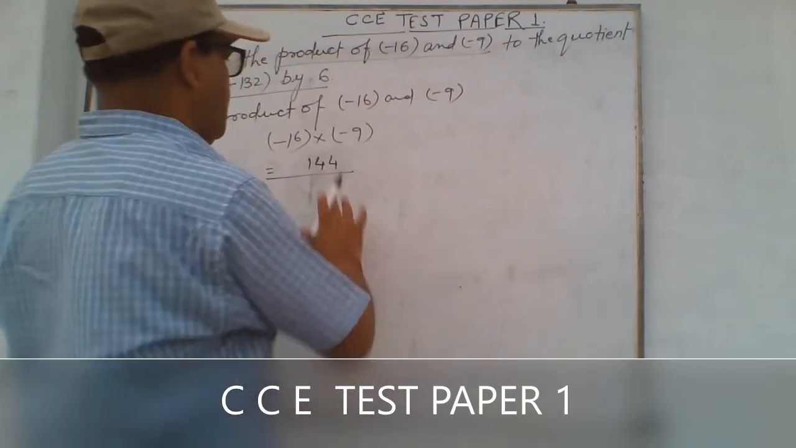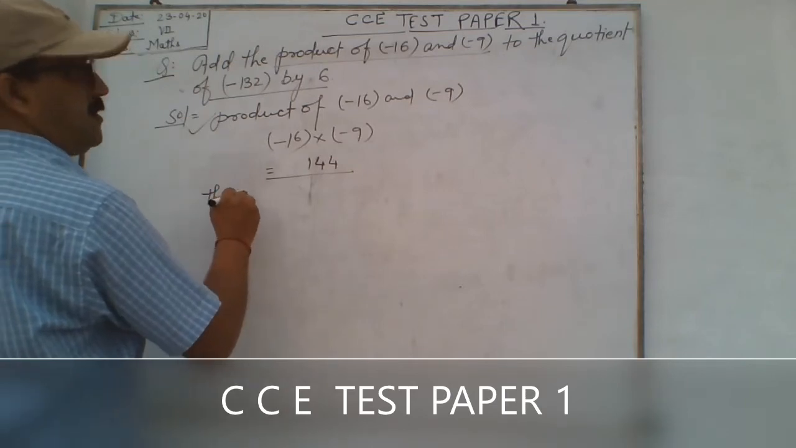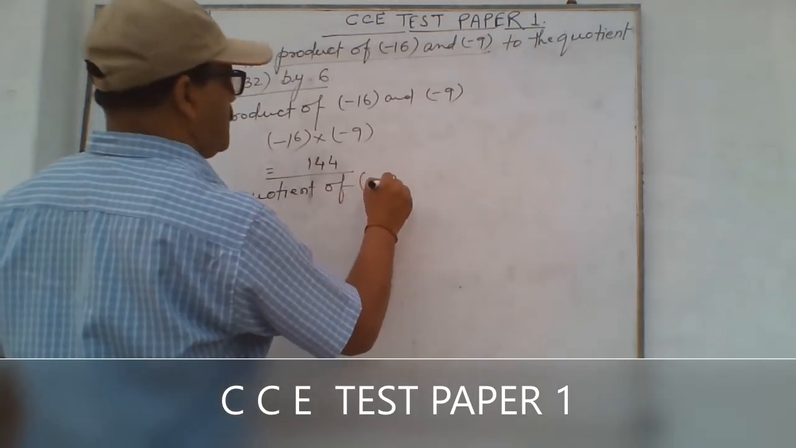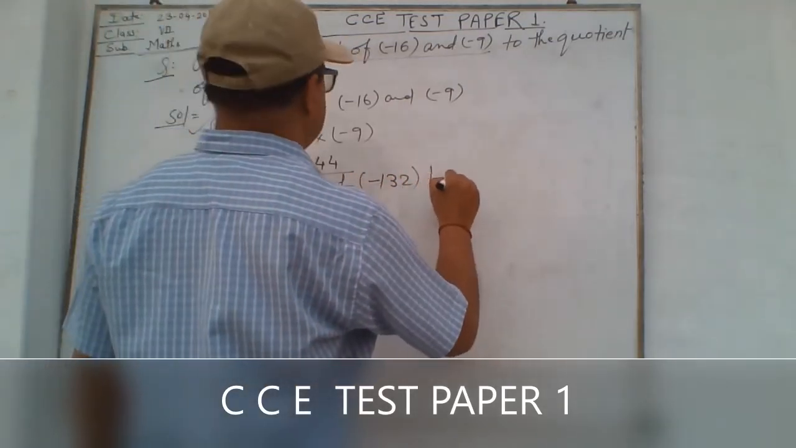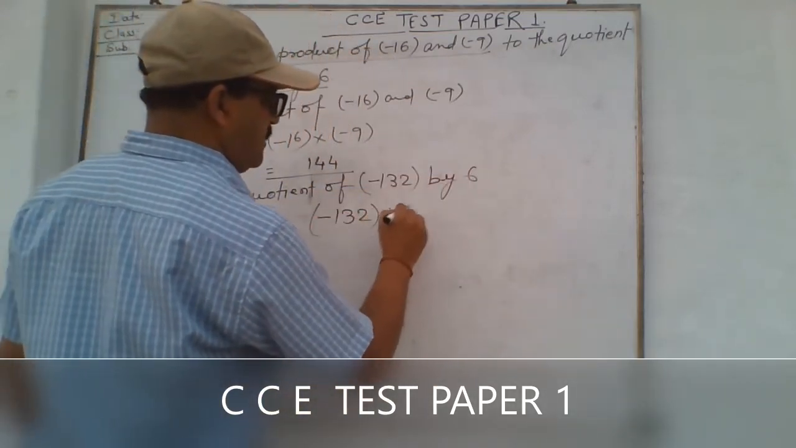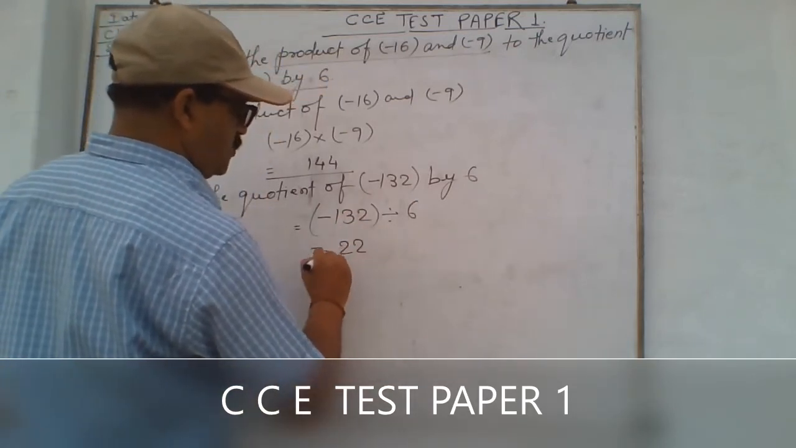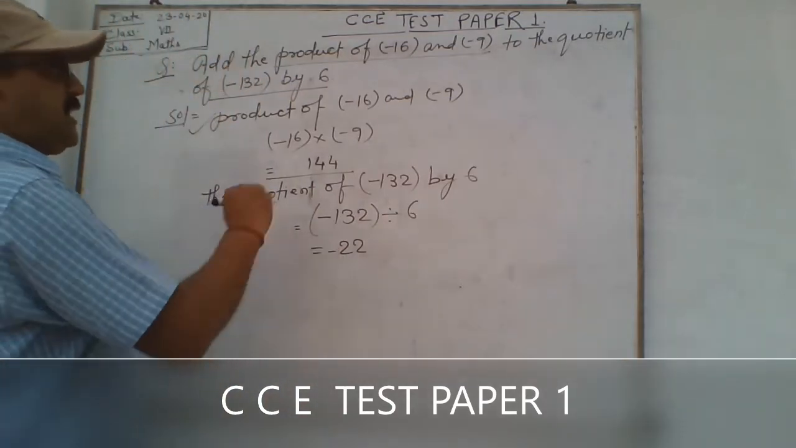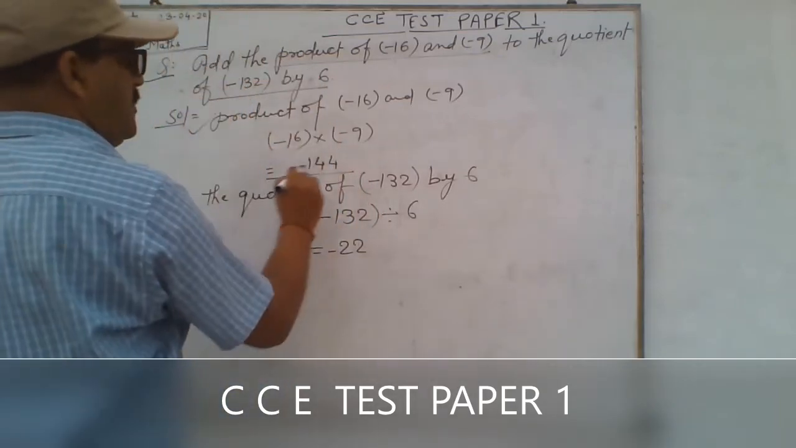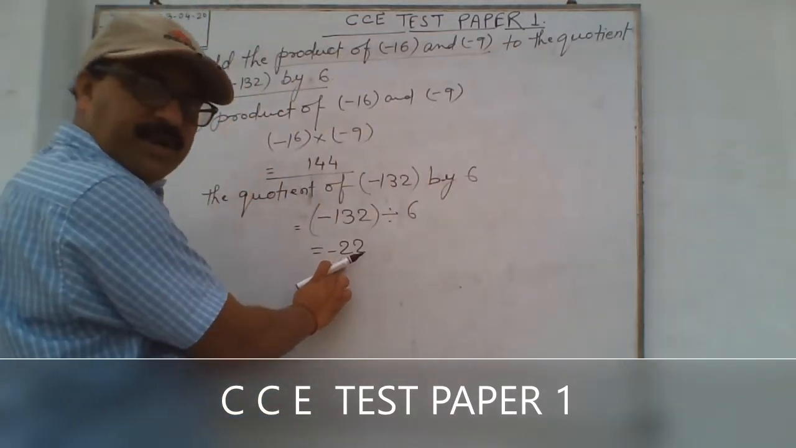Is it clear? We get it. And another, the quotient of minus 132 by 6. Minus 132 divided by 6. The answer is minus 22. Okay, once again, read it. Add the product. Here add 144 to minus 22. The simple question.